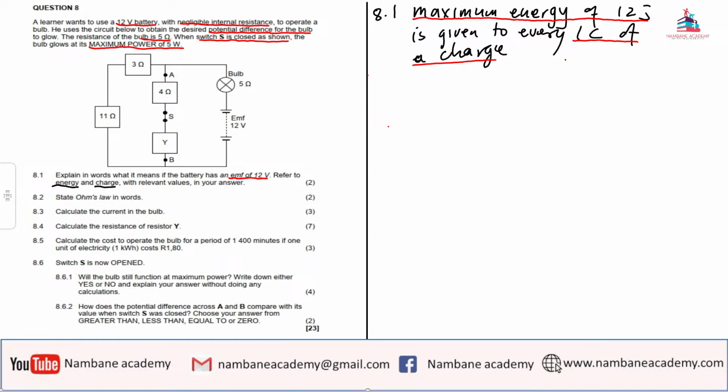Hence, the guidance here is: refer to energy, refer to charge. When we refer to energy, it's the maximum energy that the battery can give. But to how much charge is it giving this energy? It is giving it to 1 coulomb of charge. That is the reason why this one will become 2 marks.